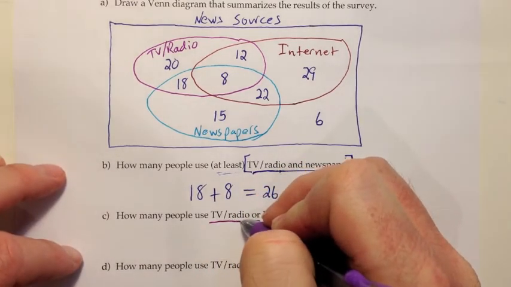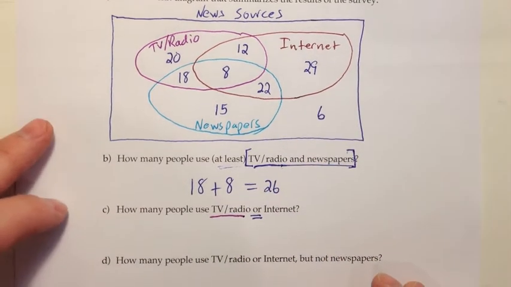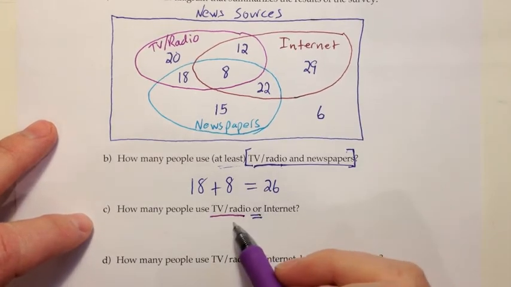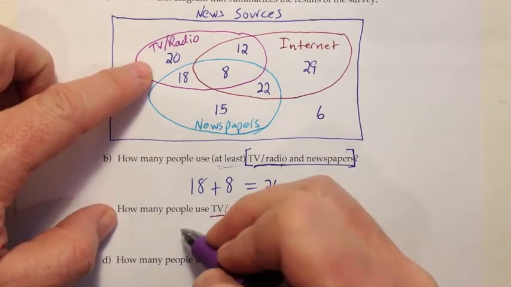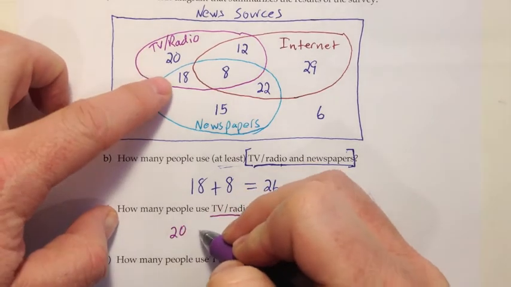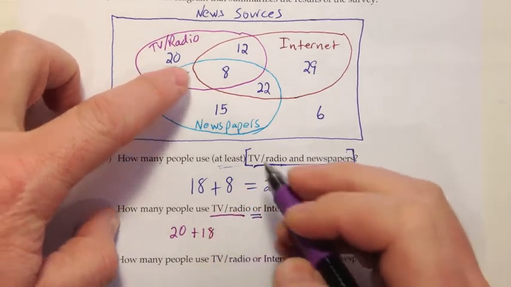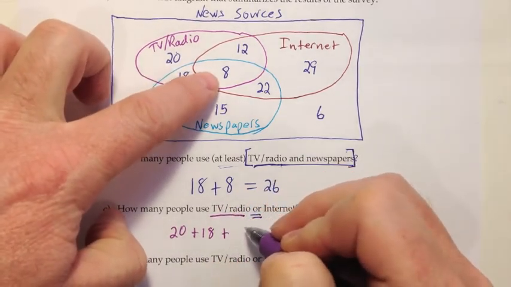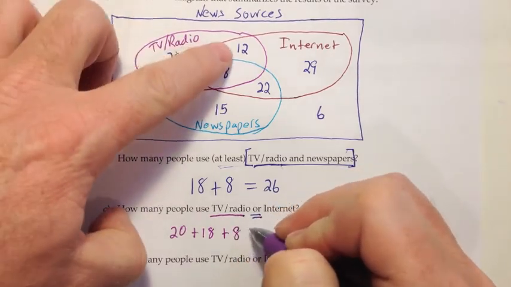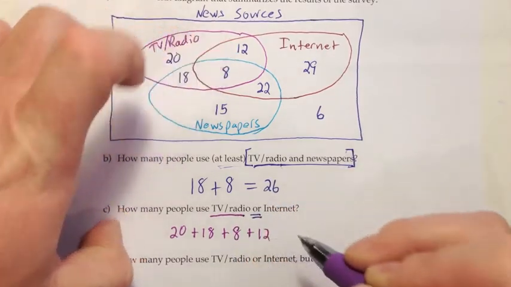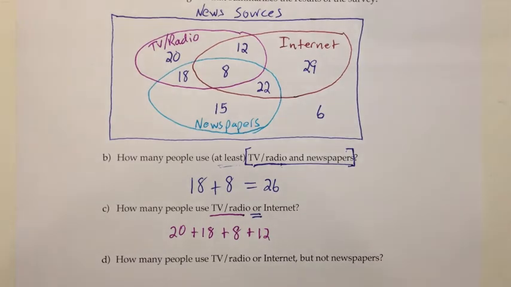So how many people out there would say, yes, I use TV, radio? So we want everybody that is in the TV, radio circle. So we have 20 plus 18 plus 8 more here, plus 12 more there. All of those people are inside the purple circle, so they should be counted.